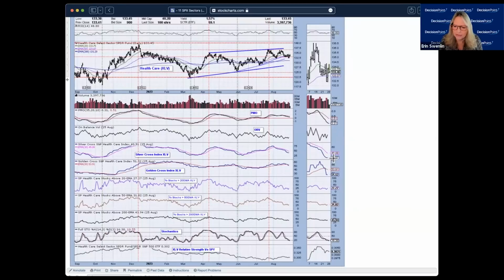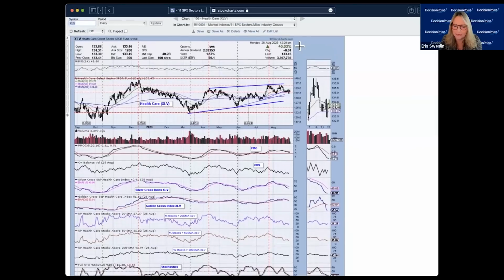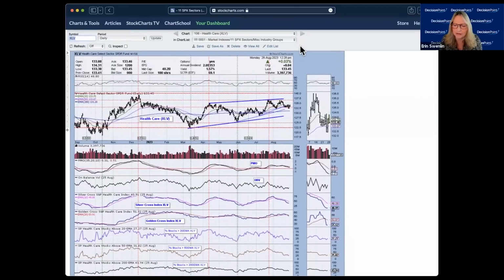The Silver Cross Index has put on the brakes, but if you notice, there's not really much in the way of improvement under the surface. But I will say that my PMO scans, my diamond scans that I run, have been coming forth with a lot of healthcare related stocks. So I don't think it's down for the count necessarily, but I think that you're going to have to be very picky if you're going to be in that sector.